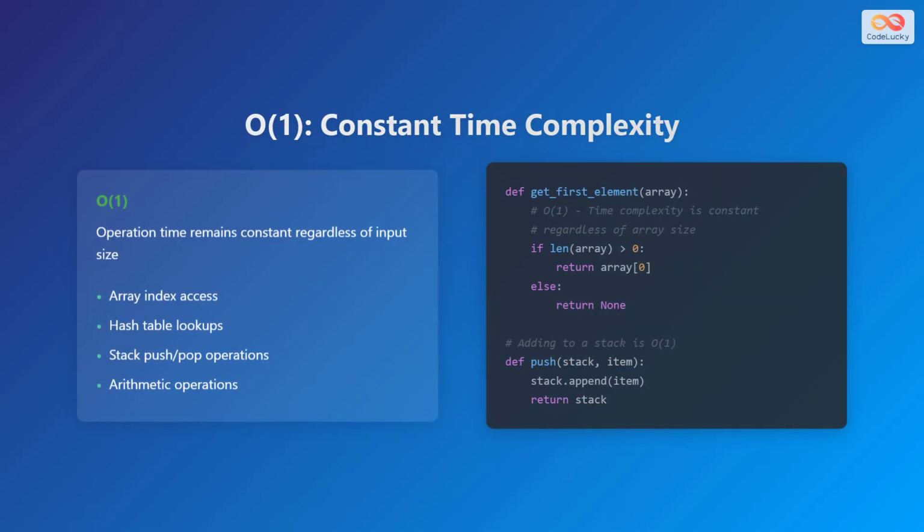Let's start with O of 1, constant time complexity. In constant time complexity, the operation time remains constant regardless of the input size. Examples of constant time operations include array index access, hash table lookups, stack push or pop operations, and basic arithmetic operations. In the provided code, the function get_first_element has a time complexity of O of 1, because it always takes the same amount of time to retrieve the first element of an array, regardless of the array's size. Similarly, adding an element to a stack using the push function also has a time complexity of O of 1.